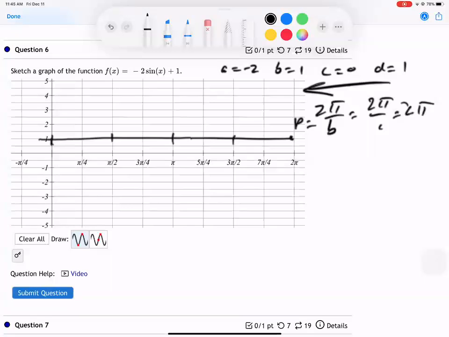And then my amplitude is negative 2. So negative 1, negative 2, and positive 1, positive 2. Instead of going up, we're going to go down. The graph is going to look something like this.